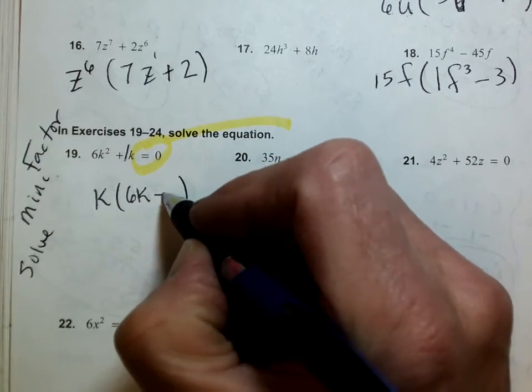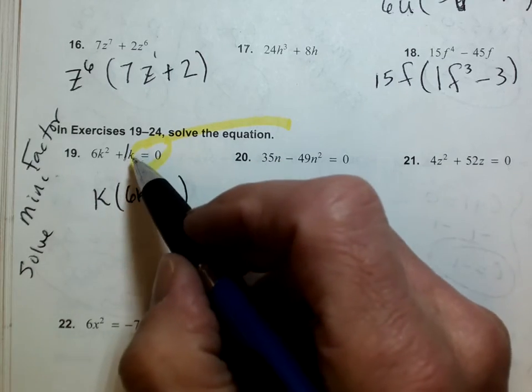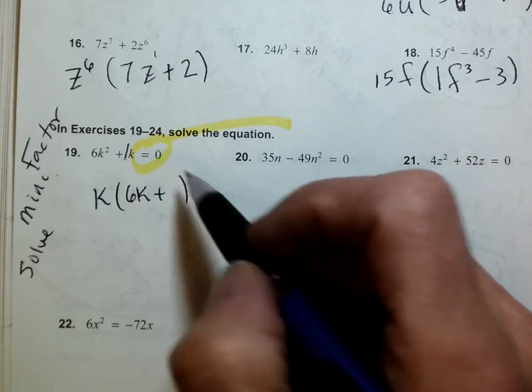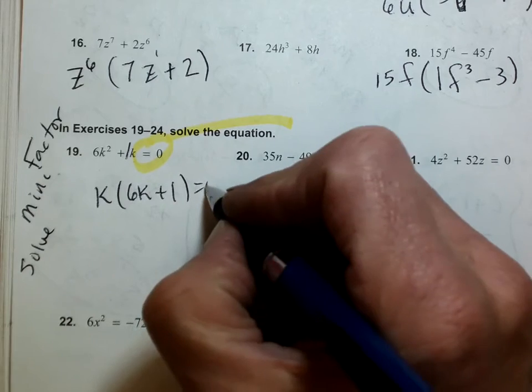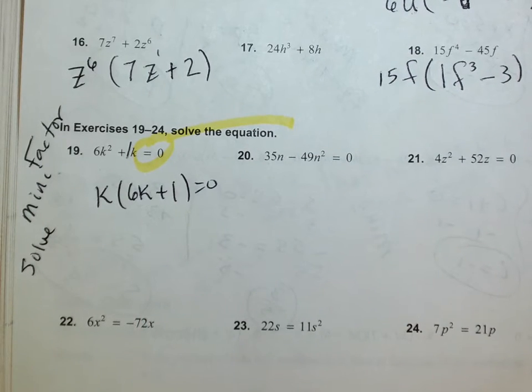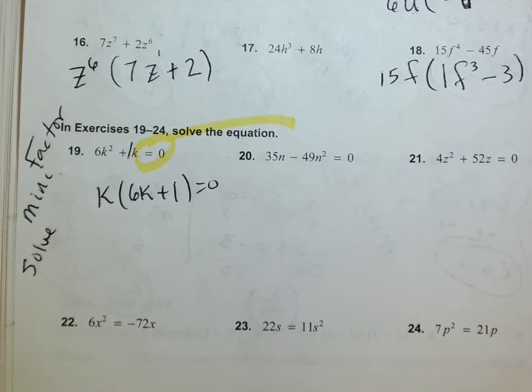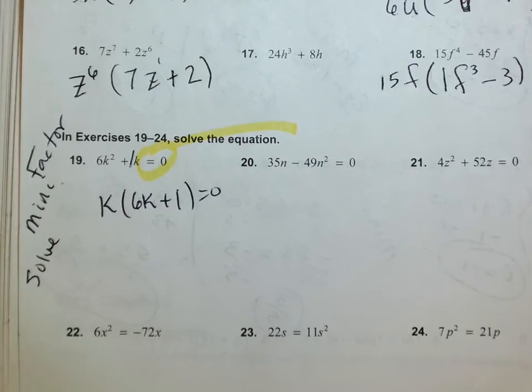So if I take out the k, what's left over? 6k plus, that's why I put the 1 there. See why I put the 1 there? Because if I take out the k, it's k times 6k plus 1 equals 0. Okay, now, everybody write that down. Everybody got that written down?